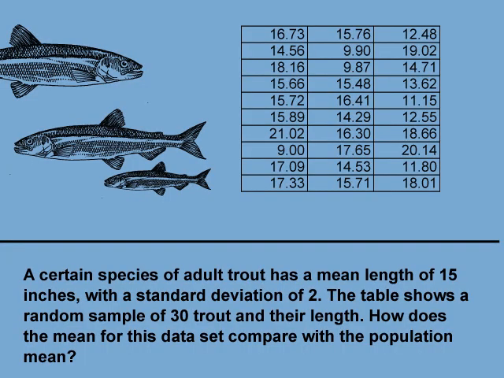A certain species of adult trout has a mean length of 15 inches with a standard deviation of 2. The table shows a random sample of 30 trout and their length. How does the mean for this data set compare with the population mean?